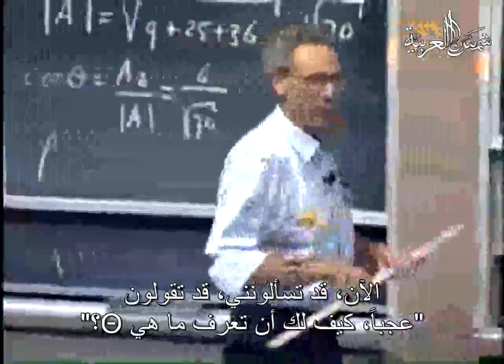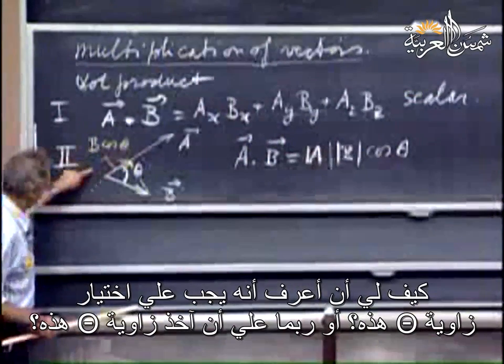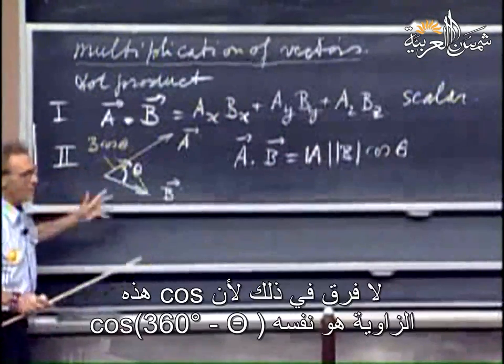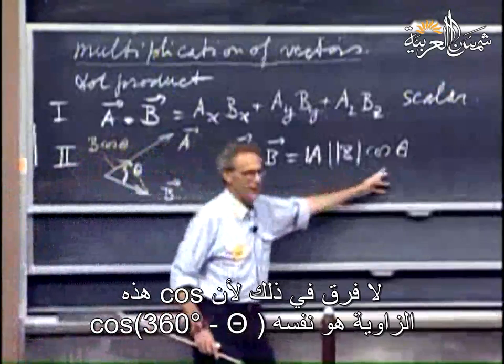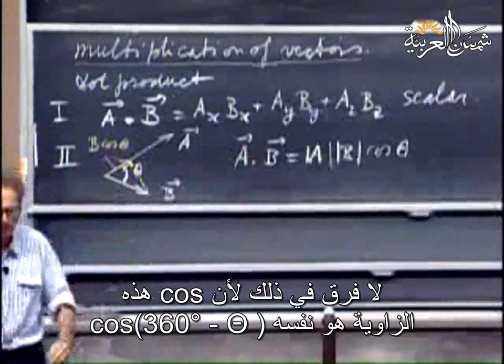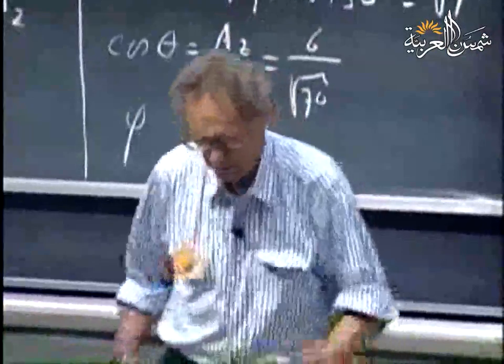Now you may ask me, you may say, gee, how do I know what theta is? How do I know I should take theta this angle, or maybe I should take theta this angle? I mean, what angle is A making with B? It makes no difference, because the cosine of this angle here is the same as the cosine of 360 degrees minus theta. So that makes no difference. Sometimes this is faster, depending upon how the problem is presented to you. Sometimes the other is faster.